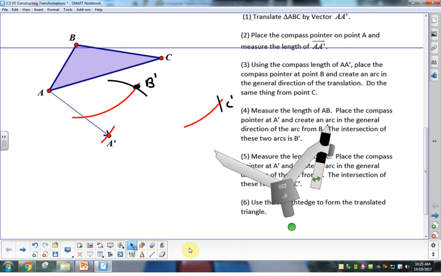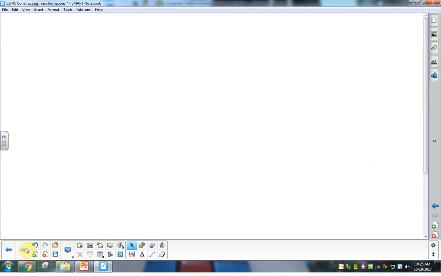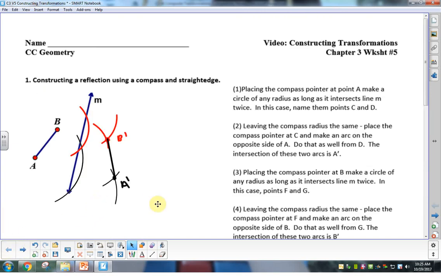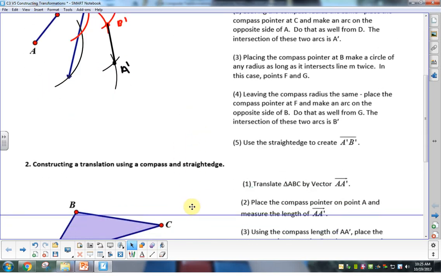You're just constructing the 2 transformations, a reflection and a translation. We can construct a rotation, but we don't do it simply because you're not given access to a protractor on the Common Core exam, and you would need the protractor in order to do it. And a dilation we will do in a different chapter. So there are the 2 constructions that you need to be able to do.